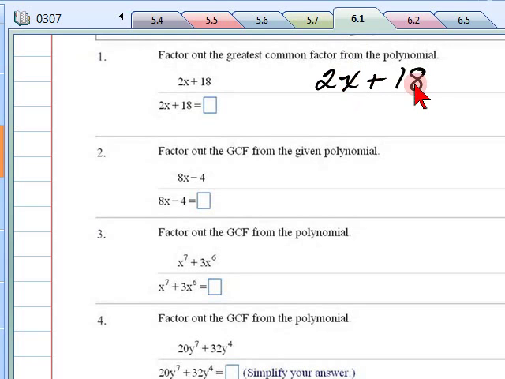Just look at the terms. Do you see a number that goes into both of those? 2. Do you see a variable that goes into both of them?